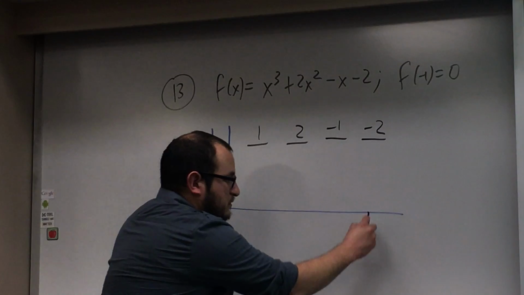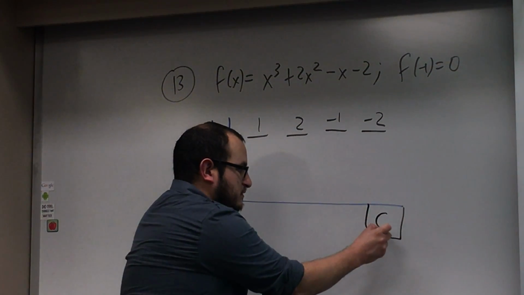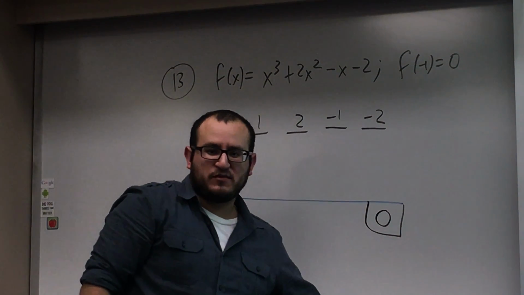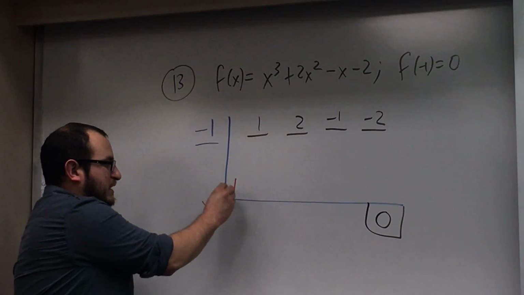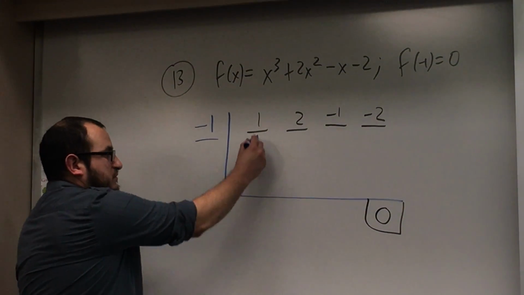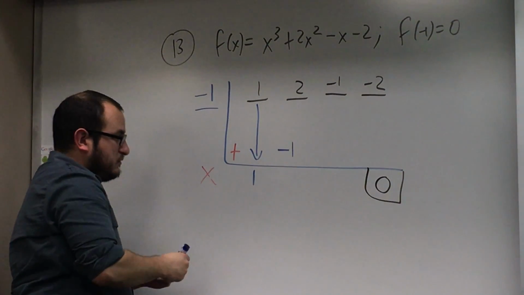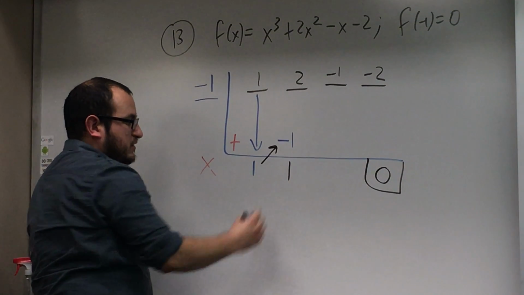And again, since I know this is a 0, your answer at the end should also be a 0. If it's not, then you probably did some mathematical error somewhere, so go back and check your work. Remember that we're multiplying and adding. Always bring down the first term. 1 times negative 1 is negative 1. Negative 1 plus 2 is positive 1.